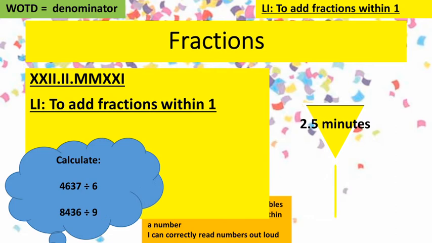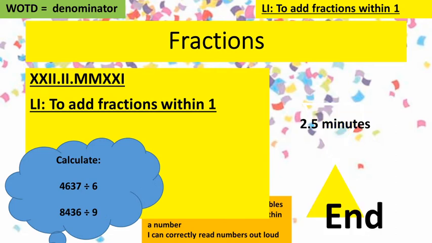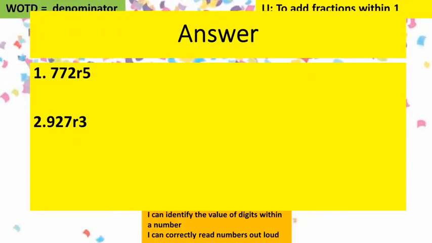Right, let's have a look at those answers to those two questions. So for number 1, you should have got 772 remainder 5, and for number 2, you should have got 927 remainder 3.